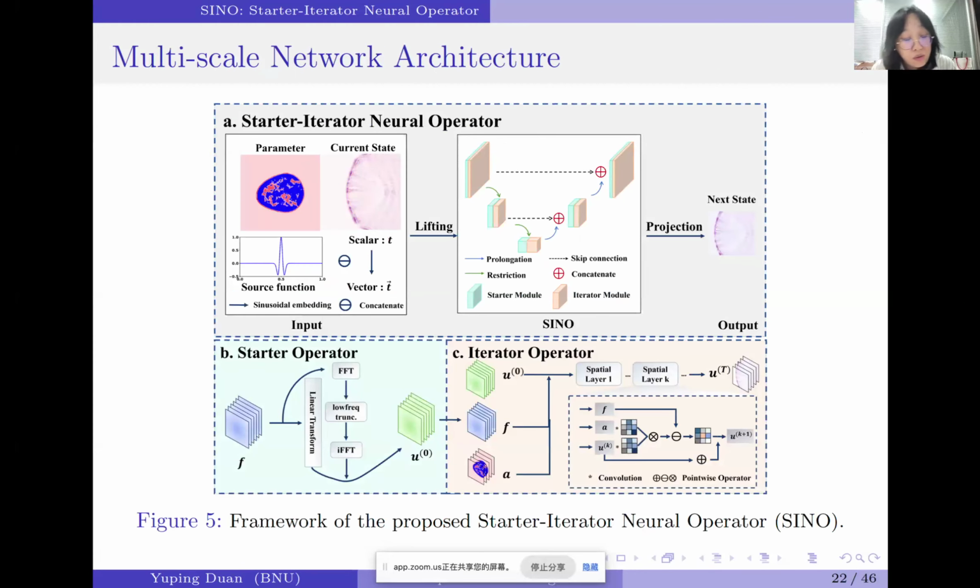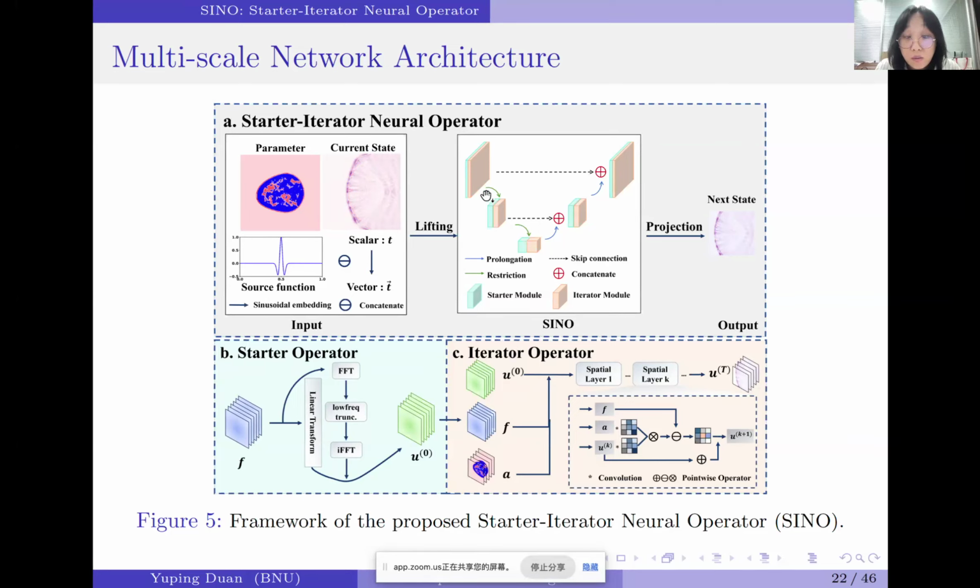This figure shows the full SINO pipeline from the input lifting through multi-skill processing to the final projection. The lifted features are processed at several resolutions.